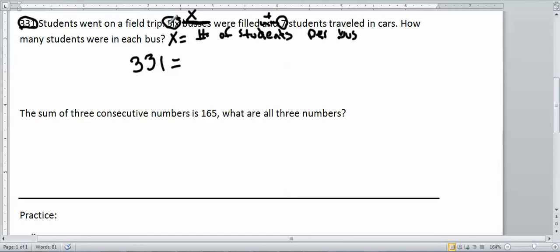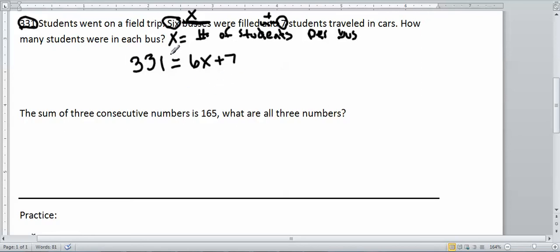Okay, so plug it in and then basically write out an algebraic equation. So I've got 6 buses, so 6 and x implies 6 times the number of students on each bus gives me a total number of students that ride buses. On top of that, I'm adding 7 because 7 students rode in cars, so I don't have them accounted for just yet. Okay, and what I ended up with is a 2-step equation that I can solve for x to find the number of students on the buses.